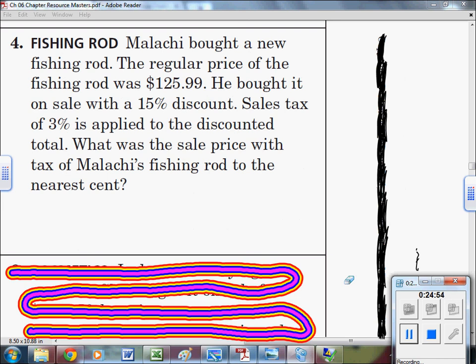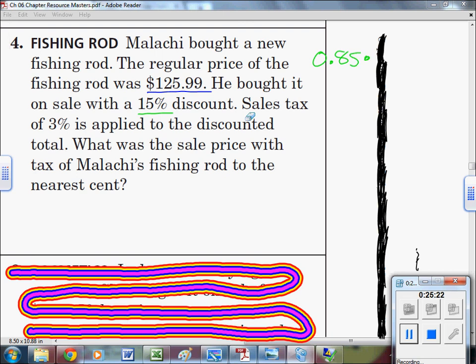All right, so you'll notice I gave you your hints. You have to take off the discount first, then you're going to add on the sales tax. That's what you need to do for this question. So the discount is a 15% discount, which means we're paying 85%, 100% minus 15%. We're paying 85% of the original price. So that's the regular price, 85% of the regular price.